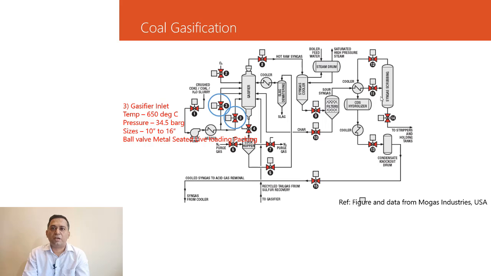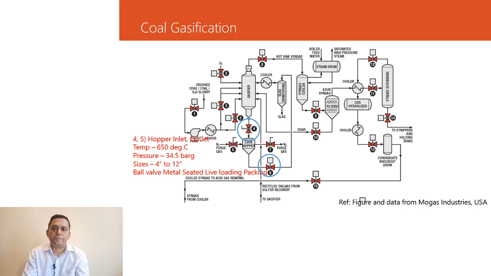Third, gasifier inlet. Here the coal slurry which is being pumped through is being heated initially to a temperature of 650 degrees centigrade. The pressure is same, 34.5 bar. Size is also same, 10 inch to 16 inch. Here also a metal seated valve is required.